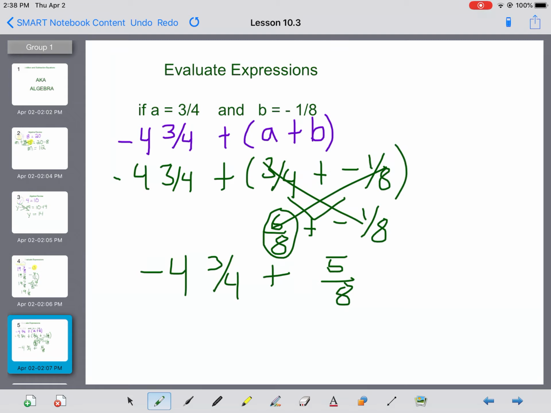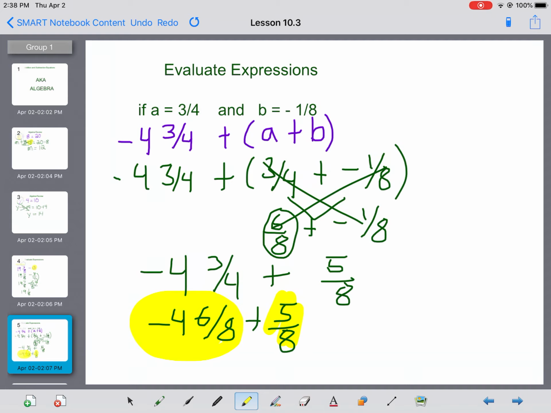So I have negative 4 6/8. Actually, I think I will write it out because this is what I want to show you. Because I'm working with a negative and a positive. So grade 7, do not make the same mistake that I did. I thought to myself, well, perfect. I can just add 6/8 and 5/8. But notice this whole section here is negative. So negative 4 6/8 plus 5/8.